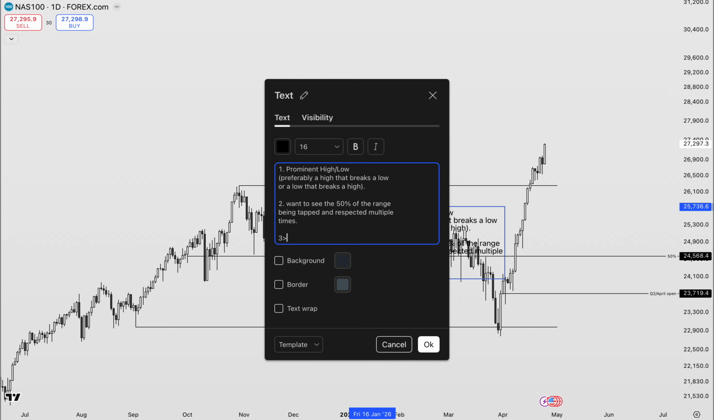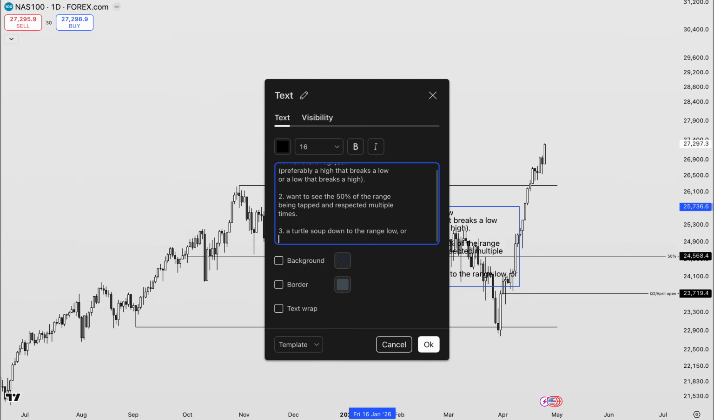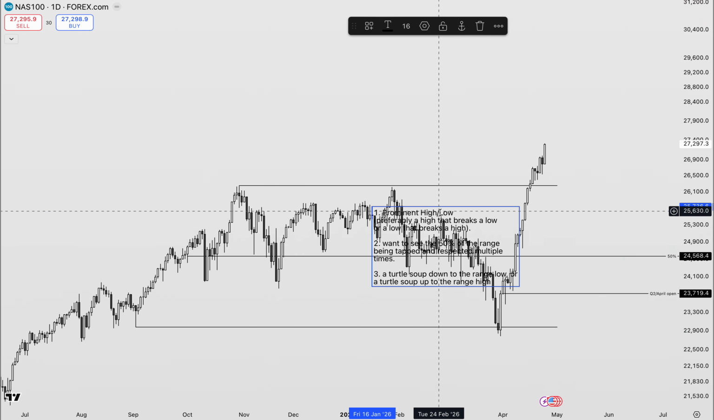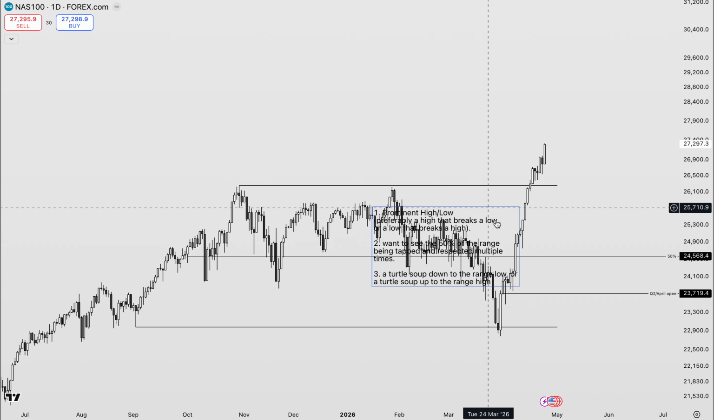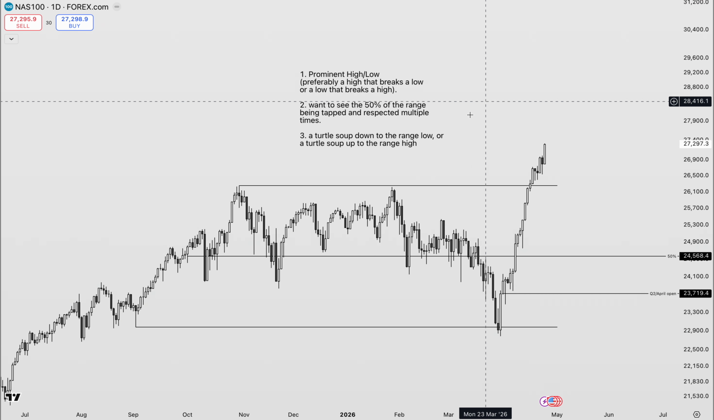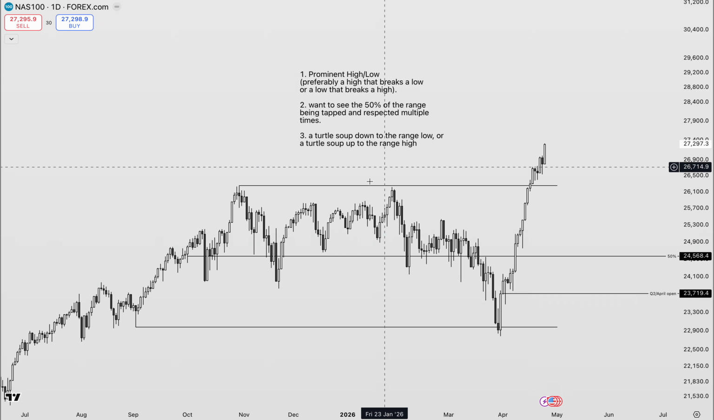3, a turtle soup to the range low, or turtle soup up to the range high. So you guys can write this down. Just pause the video and write this down if you haven't already. These are the 3 key components I look for when trading a range.